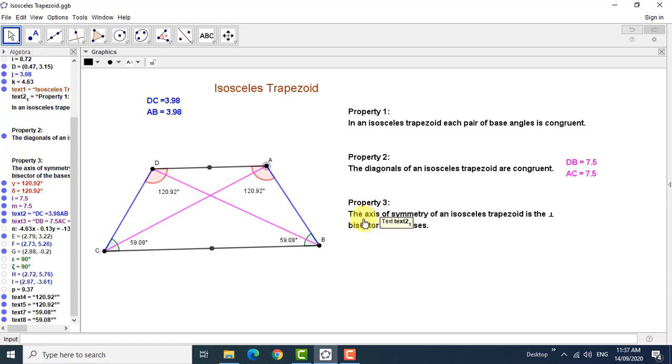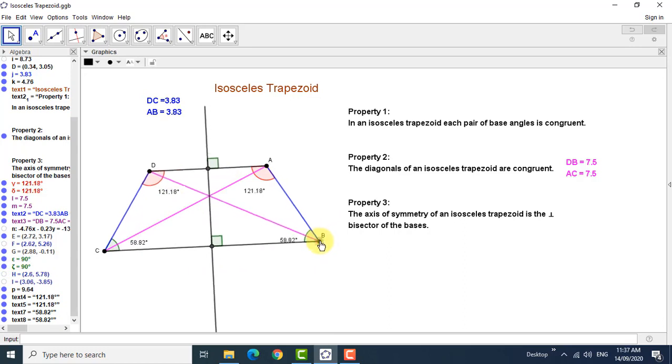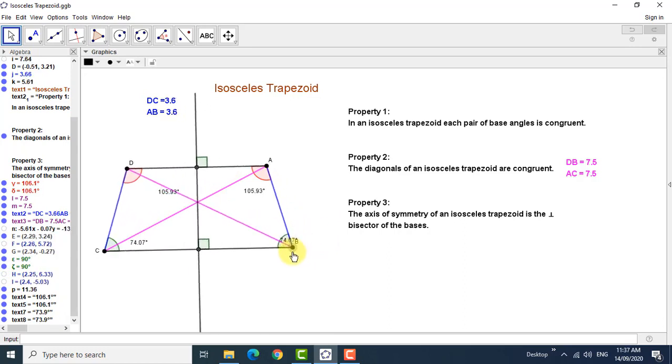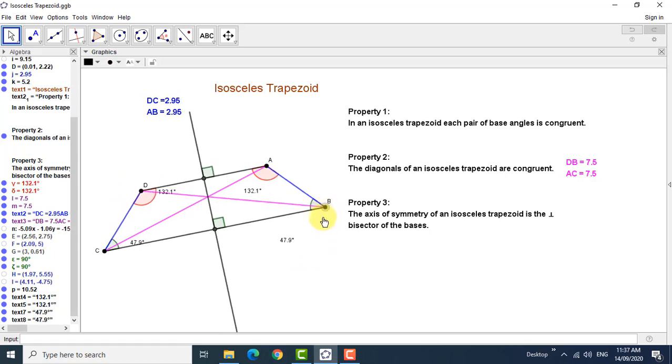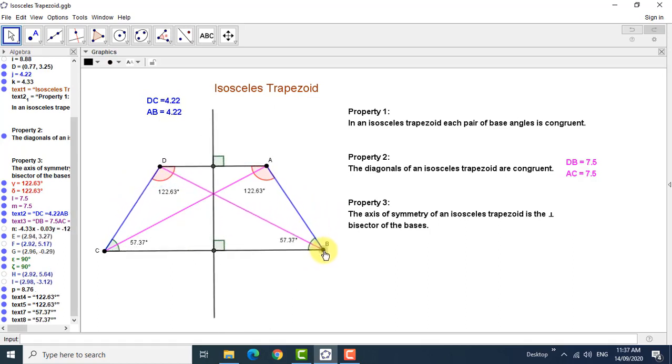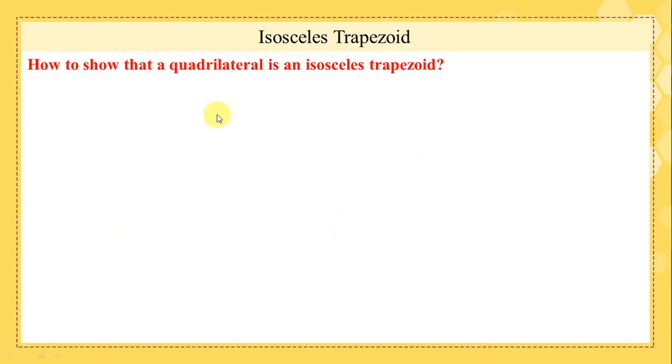Property 3, the axis of symmetry of an isosceles trapezoid is the perpendicular bisector of the bases. If we draw the axis of symmetry, it is the perpendicular bisector of AD and BC, and if we move the trapezoid or change its size, the axis of symmetry is always the perpendicular bisector of the bases.